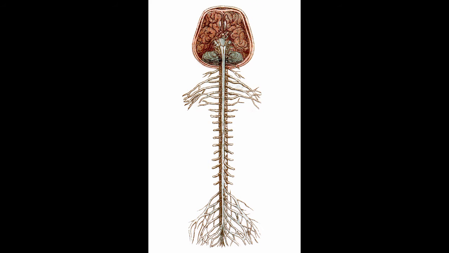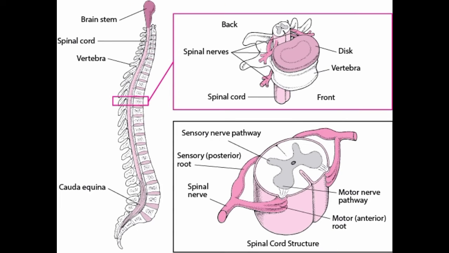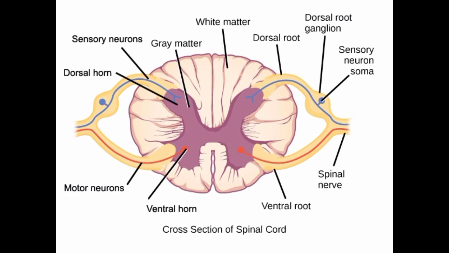Like the brain, it is also protected by the same three meninges and cerebrospinal fluid, which protect it inside the bony cage of the vertebral column. On each side of the spinal cord, gray matter forms two horns. One is dorsal, dorsal meaning backside, a posterior horn, and one is ventral, that is the anterior horn.